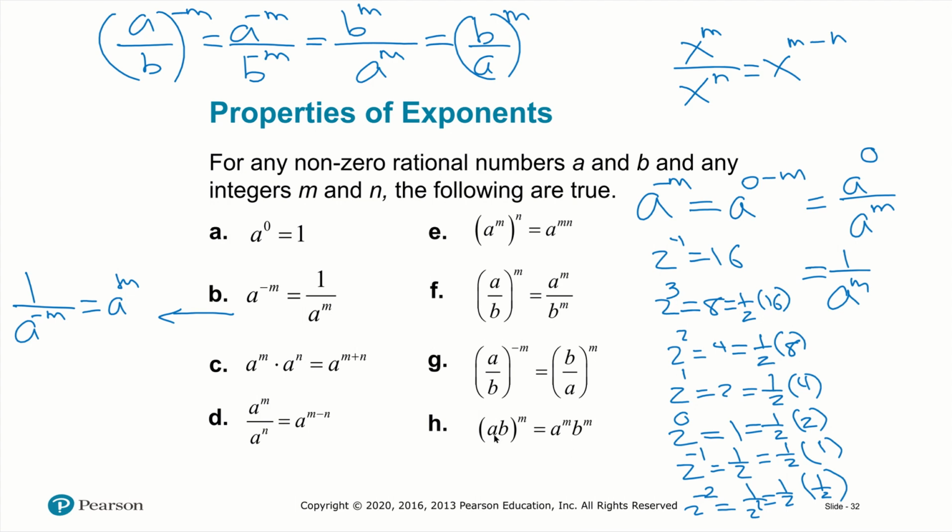And this is just a generalized power rule for a product. So we get a b to the m. Just raise each one to that power, a to the m times b to the m. All right, let's put some of these to work with some examples.